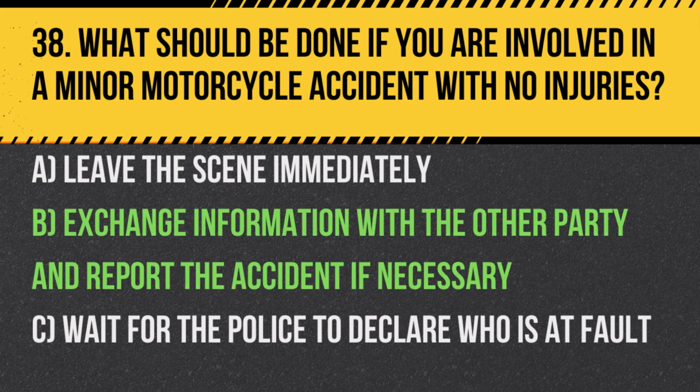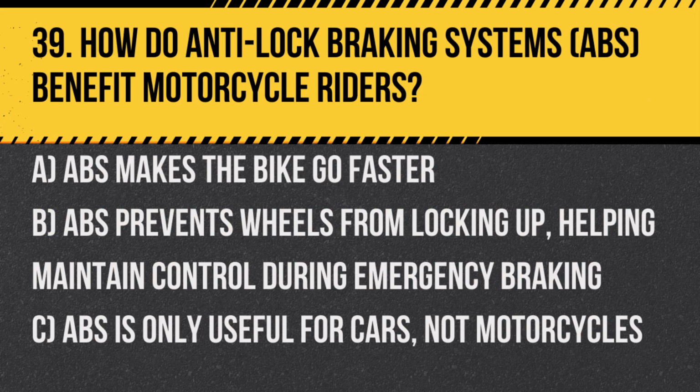Answer. B. Exchange information with the other party and report the accident if necessary. This is important for insurance and legal purposes. Question 39. How do anti-lock braking systems, ABS, benefit motorcycle riders?